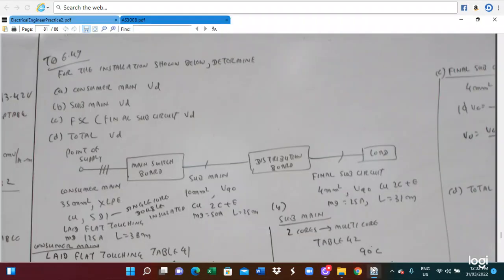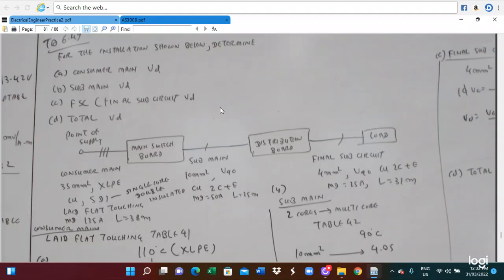So today's lesson, we saw that one problem. For the installation shown below, we need to determine: A, consumer mains voltage drop; B, sub-main voltage drop; C, final circuit voltage drop; and D, total voltage drop. So this is our given problem.